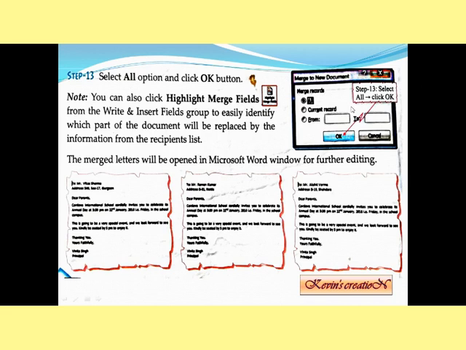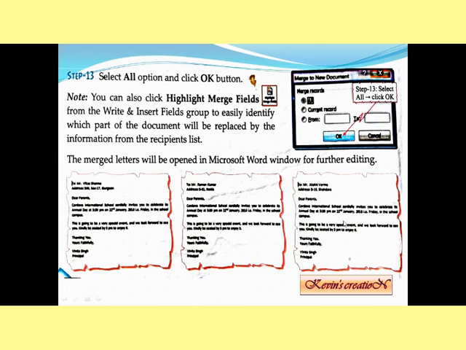This is the one. So almost everything is done. Here you select all under merge records, and then click the OK button. If you want, you can also highlight the merge fields. Then it will be easy to identify which part of the document will be replaced by the information from the recipient list, or your data source.